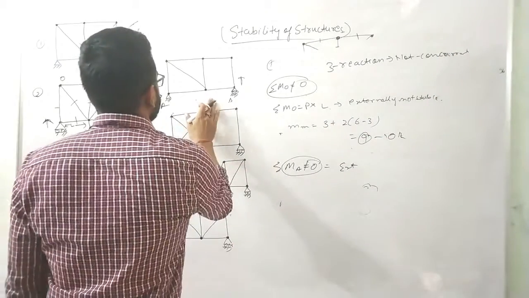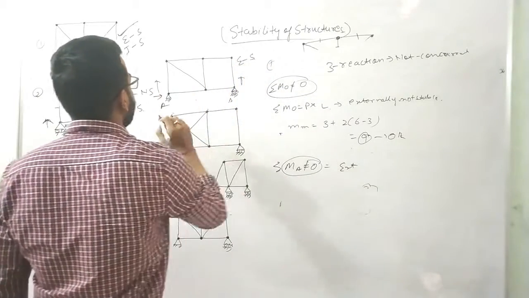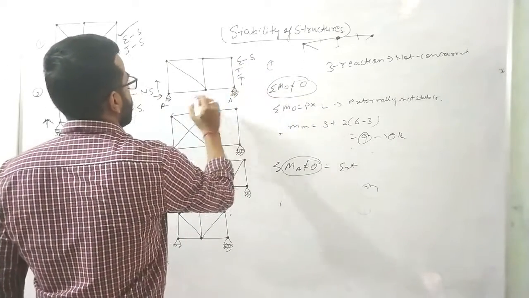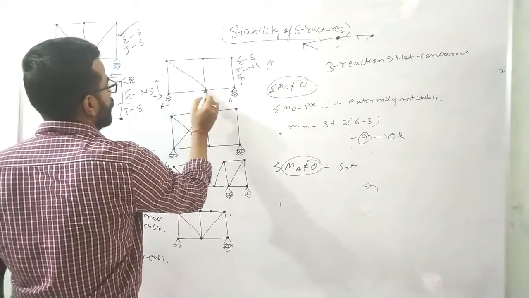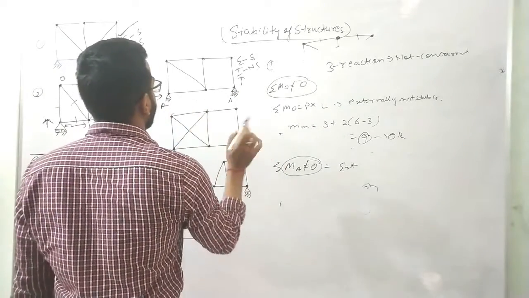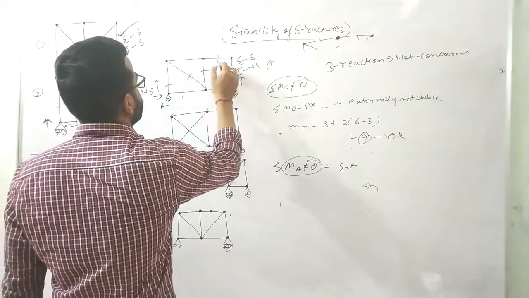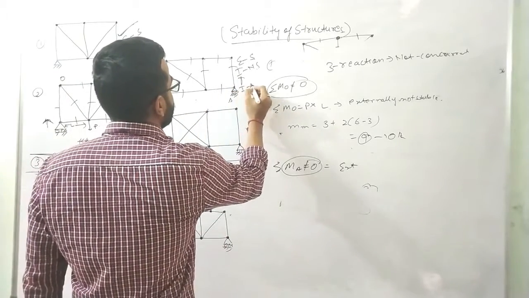Okay, three reactions, not concurrent, and this is externally stable. Internally, it is not stable. How? Suppose these are joints 1, 2, 3, 4, 5, 6. 6 joints. And how many members are required? 9. We have 1, 2, 3, 4, 5, 6, 7, 8. So only 8 members are there. So this is internally not stable.